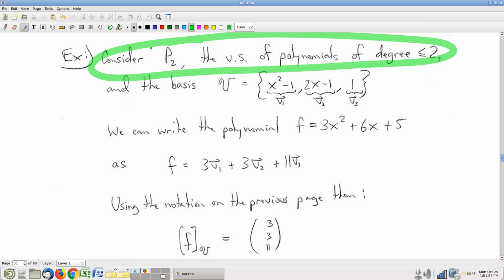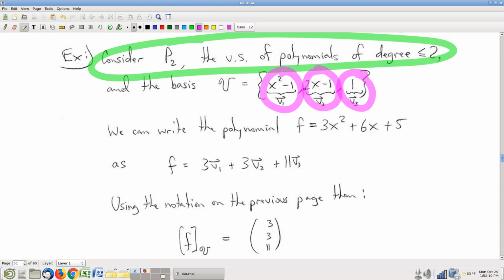I suppose it's not that bad that every time I need to represent an element of this vector space, I could just write out the formula for it. Not that bad. But just because we can, let's talk about how we would represent vectors in this vector space with respect to a given basis.